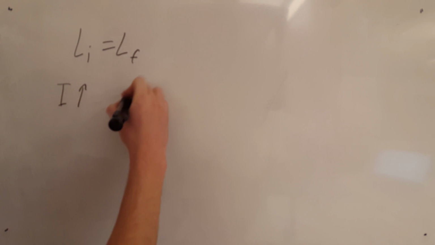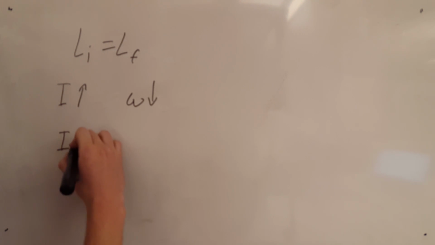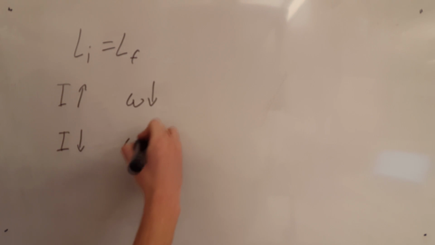Angular momentum shares the property of linear momentum, where it's conserved in a system. So if you've got an object with a large moment of inertia that's spinning, and you were to redistribute the mass closer to the center, the angular velocity would have to go up to conserve the angular momentum, because the moment of inertia would go down. The inverse of this is also true.